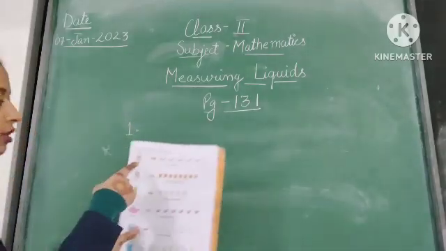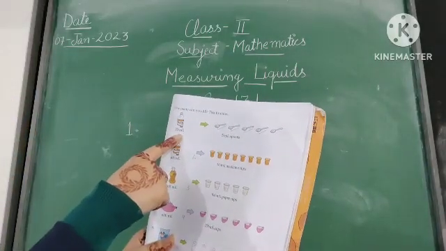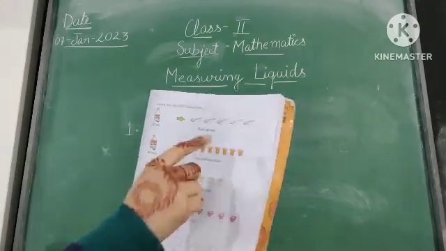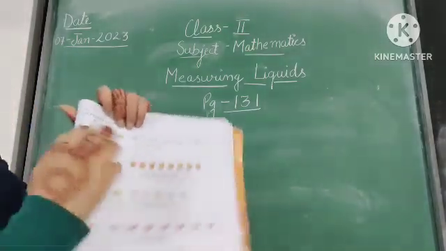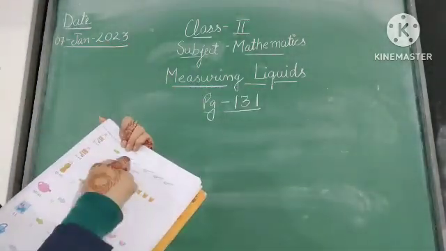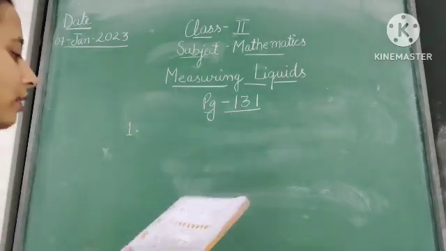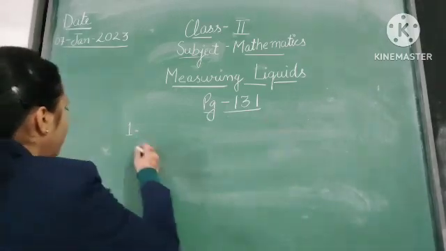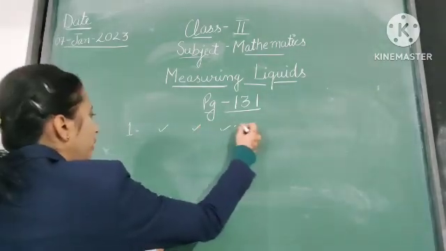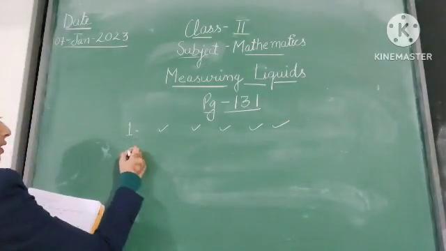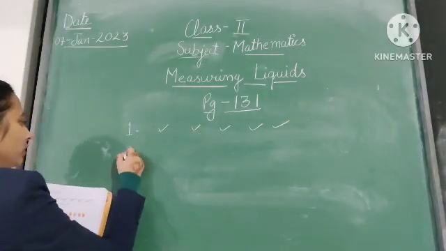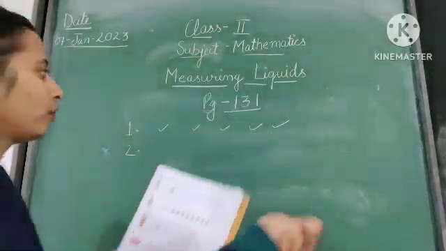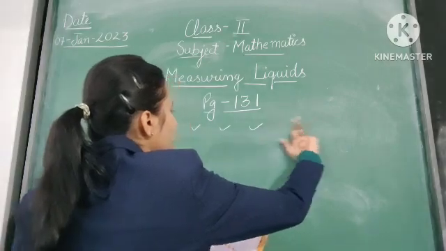Here, this bottle has 20 milliliters of a liquid, and we have to fill certain spoons of 5 milliliters each to distribute this liquid. So how many spoons of 5 milliliters each can be filled? 5 spoons. So they have put a tick on 1, 2, 3, 4 and 5 spoons.